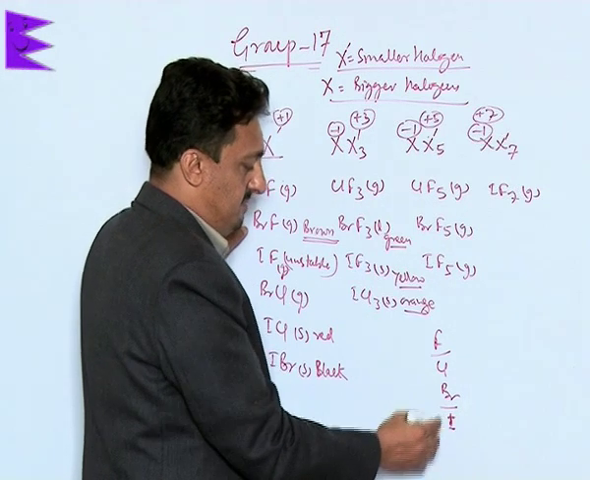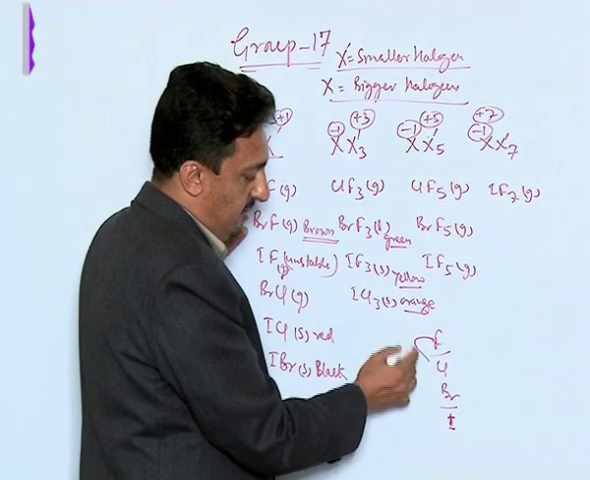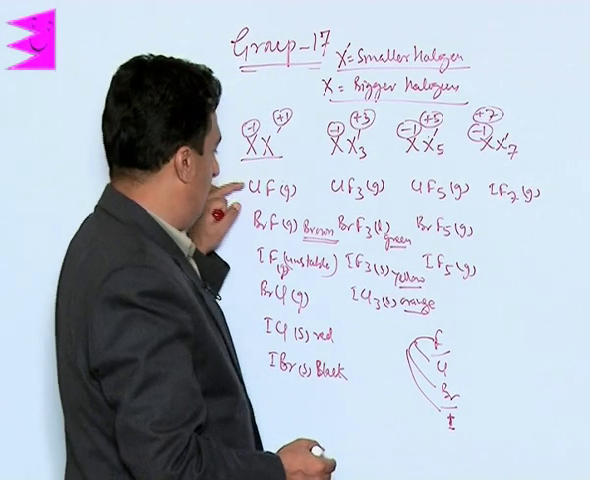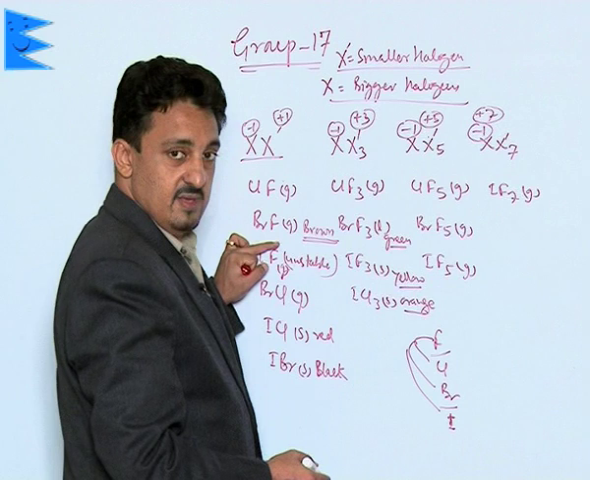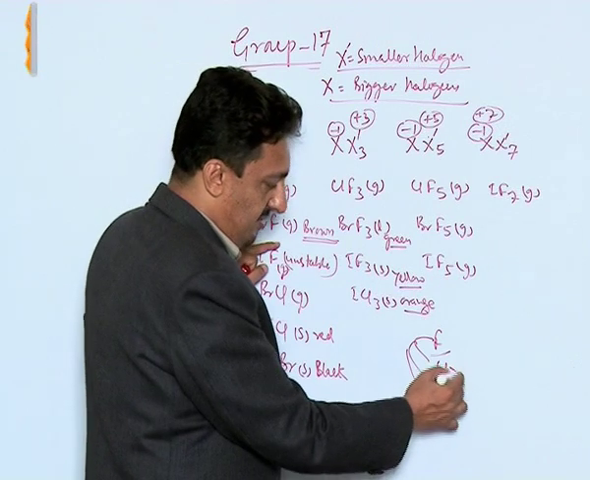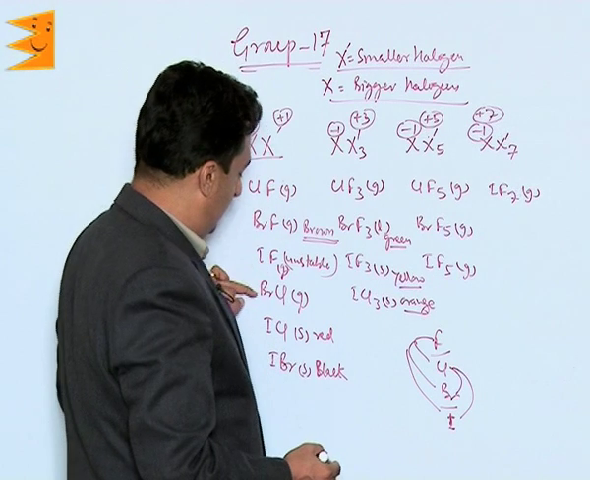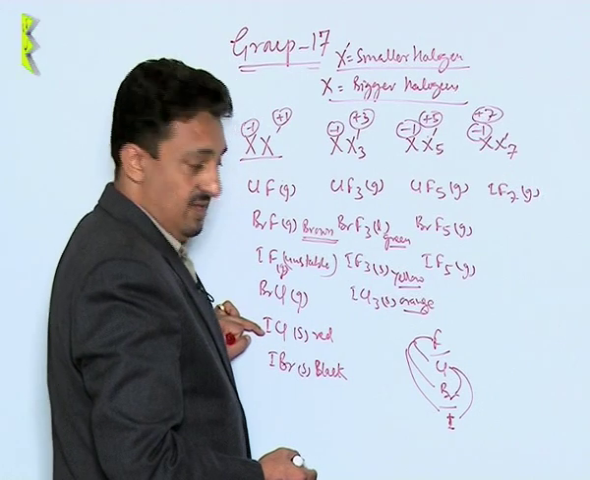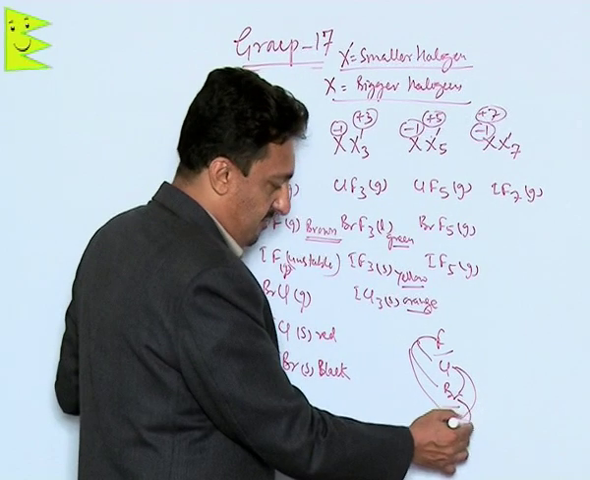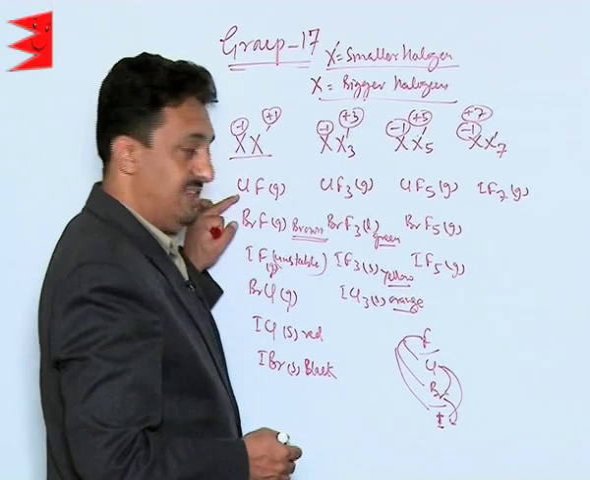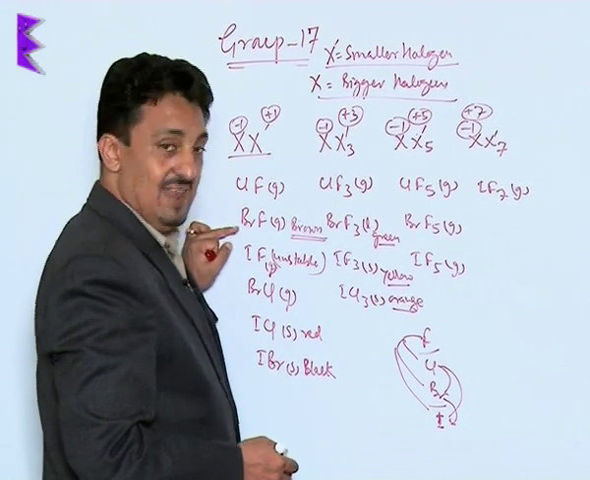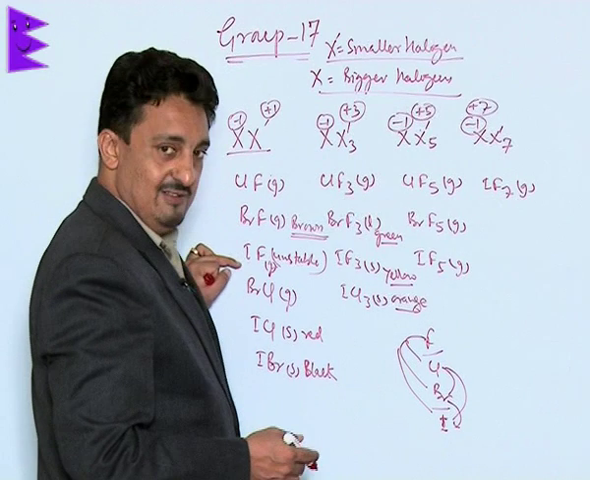Fluorine can take out electrons from chlorine, bromine and iodine. So we can have ClF, BrF, IF. Similarly, chlorine can take out electrons from bromine and iodine. So it is BrCl, ICl. And bromine can take out electrons from iodine. So it is IBr.